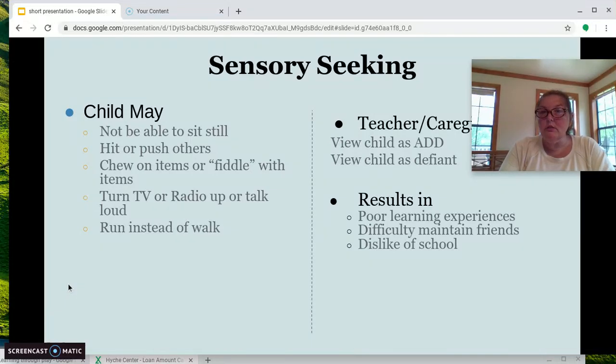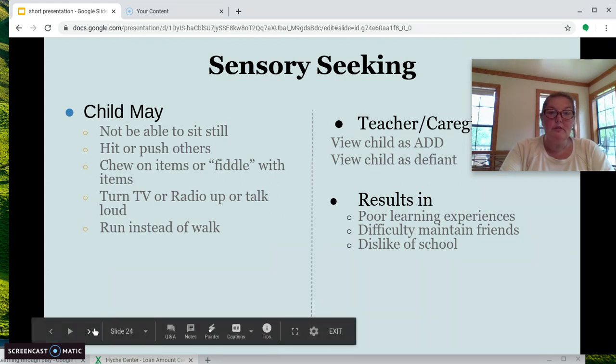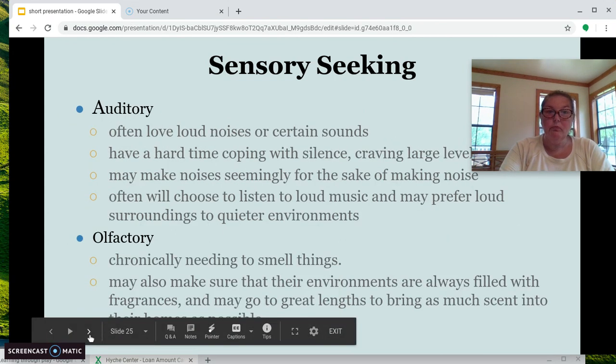Now, our seekers, these are our kids who tend to be identified as ADHD. They tend to not like school because they have to sit still.